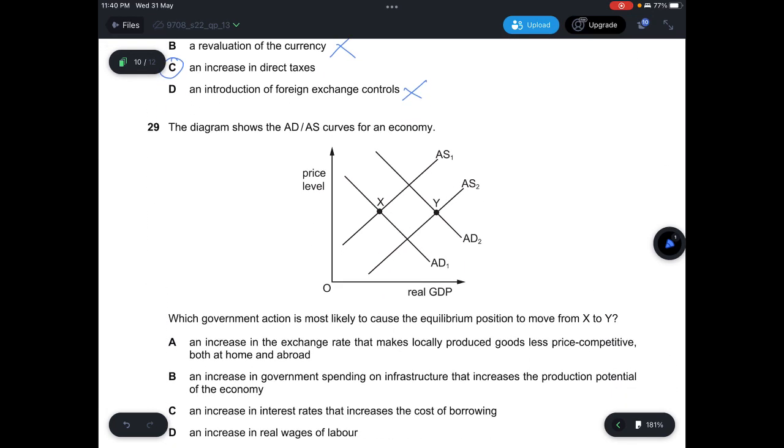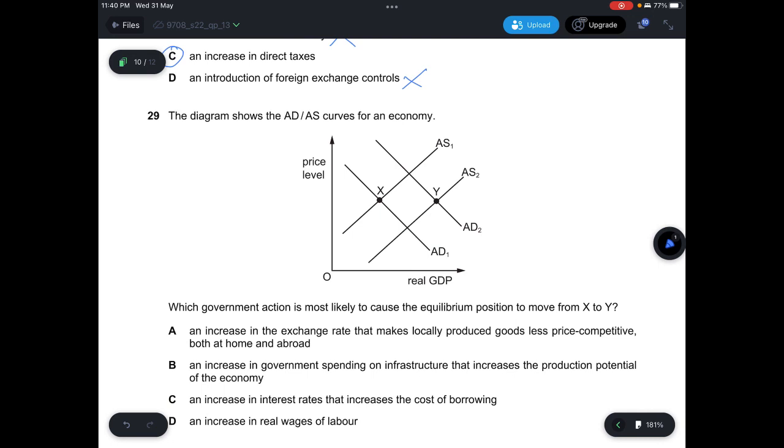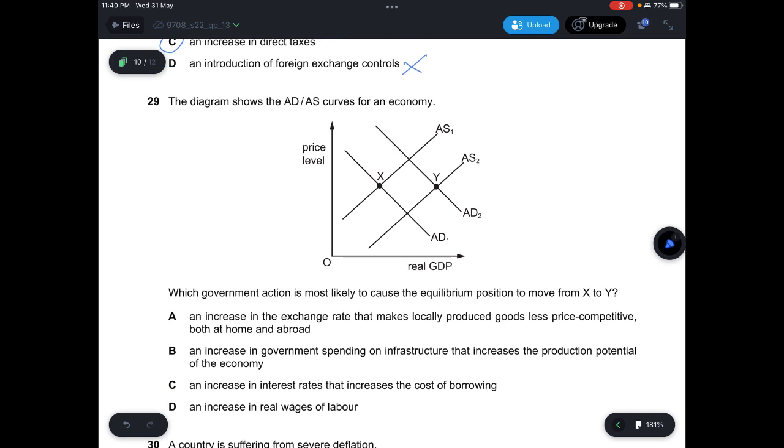Question 29, the diagram shows the AD-AS curves for an economy. Which government action is most likely to cause the equilibrium position to move from X to Y? So there's an increase in AD and also an increase in AS. A says an increase in the exchange rate that makes locally produced goods less price competitive, both at home and abroad. So if there's an increase in exchange rate, the AD curve will shift to the left. So A is not correct.